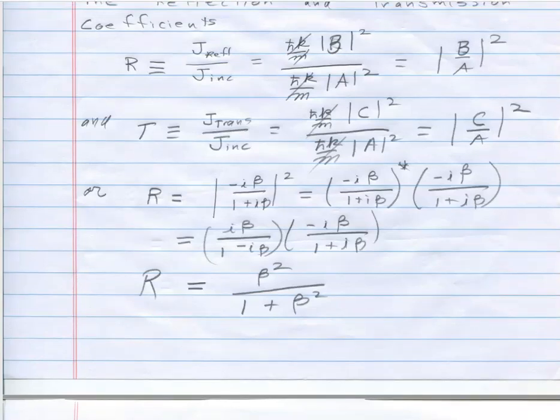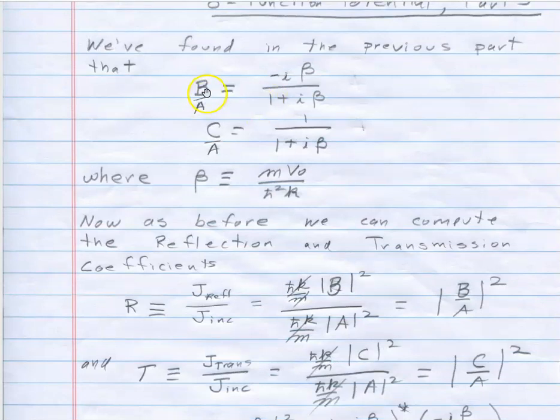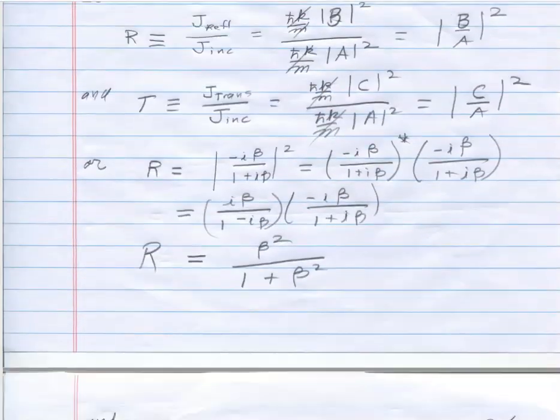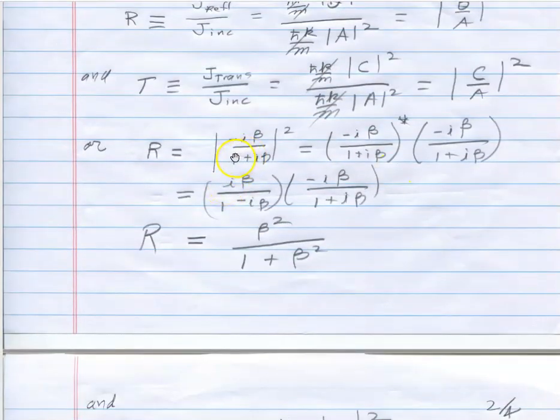And then we can calculate them. We just plug in what our expression was for B over A, minus i beta over 1 plus i beta, and it's just that absolute modulus squared. Remember, it's a complex number, so I have to compute the complex conjugate of it times the value itself. And the complex conjugate is just replace i by minus i everywhere. And then when I multiply these out, I get a real number. That's sort of the way they're designed.